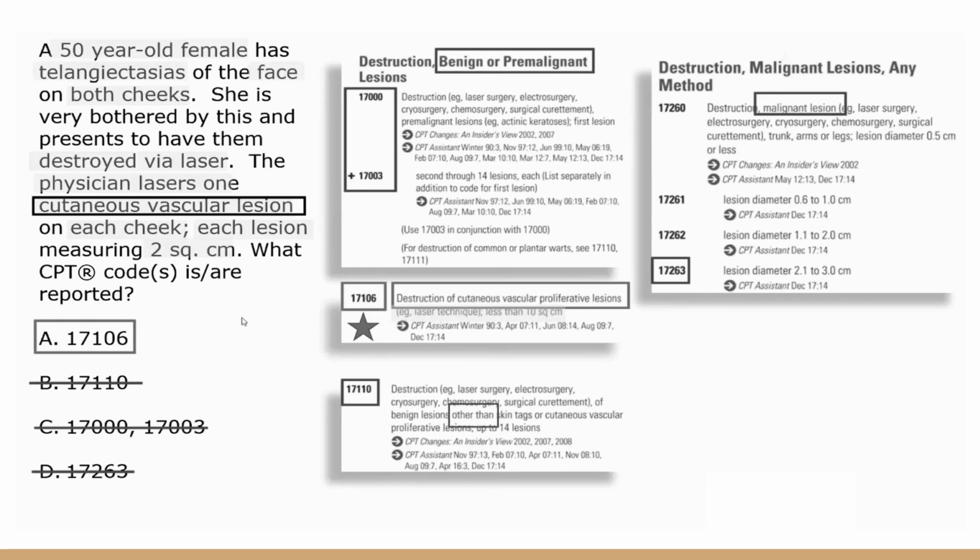And 17106 is the destruction of cutaneous vascular proliferative lesions where the lesion area is less than 10 square centimeters. In our case, each lesion measures 2 square centimeters, and there were two lesions on both cheeks, so the overall area becomes 4 square centimeters, and that's why our answer will be 17106.